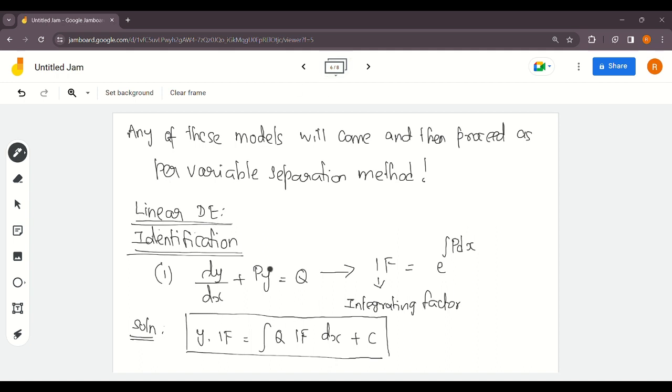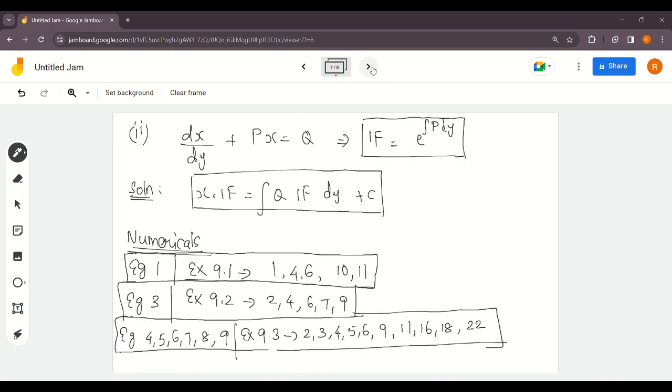So now this is one model of identification. I hope all of you are clear with this model. The next model of identification is dx by dy plus px equal to q. Here p is a function of y, I mean the coefficient of x. So the integrating factor is e power integral p dy, and the solution is x into IF equal to integral q into IF dy plus c.